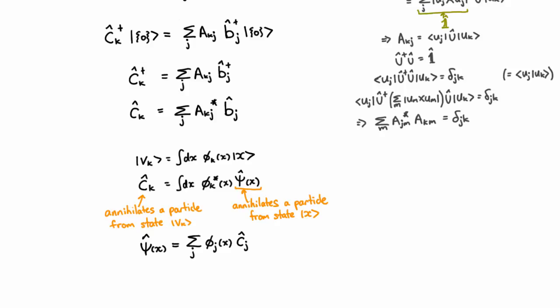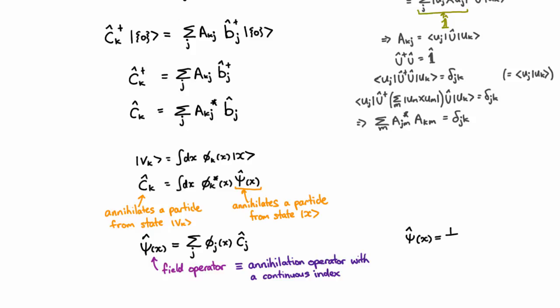People have a slightly frustrating tendency to call operators with continuous indices field operators. It's frustrating because it doesn't actually have any semantic content. This is simply an annihilation operator. There's nothing more to know about it than that. And finally, of course, you can go between two indices that are continuous, for example, position to momentum.